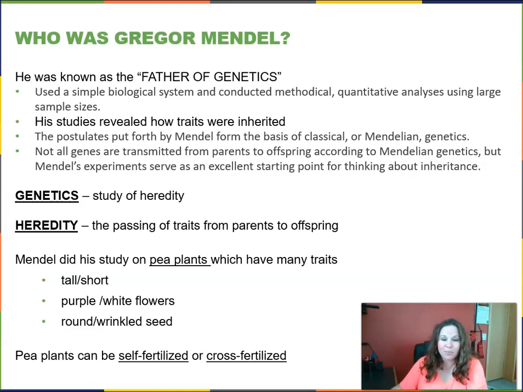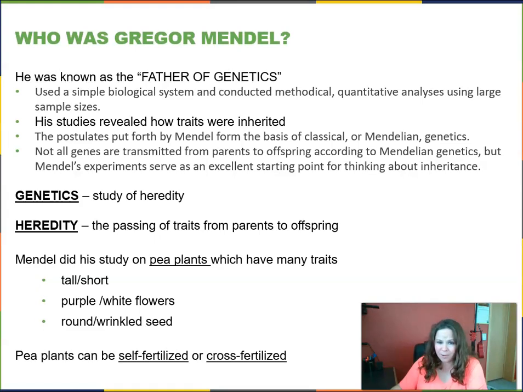The postulates that he put forth form what's called classical or Mendelian genetics. We give it that nickname these days. But not all genes are transmitted from parents to offspring according to Mendelian genetics. We've found that there are exceptions to his rules, but Mendel's experiments serve as a really good starting point for thinking about inheritance, and we give him a lot of credit for doing these studies at a time where not a lot was known, and doing science well.